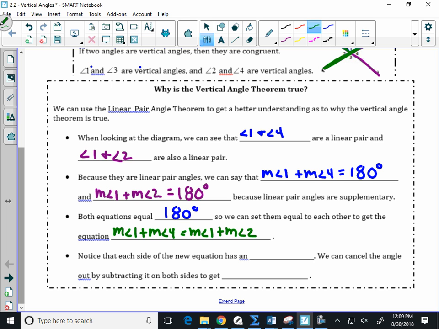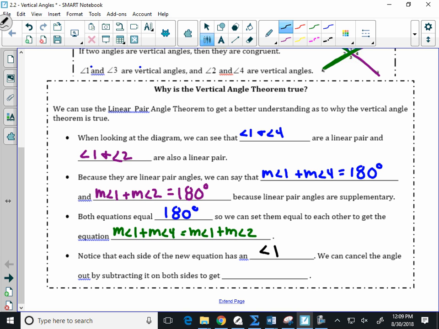Notice that each side of this new equation has a what? What do both sides of this equation have? Yeah, an angle 1. They both have an angle 1. Okay. Well, we can cancel the angle out by subtracting it on both sides.